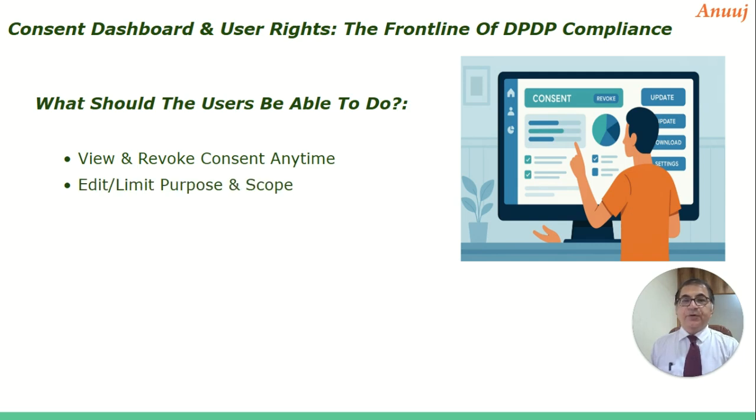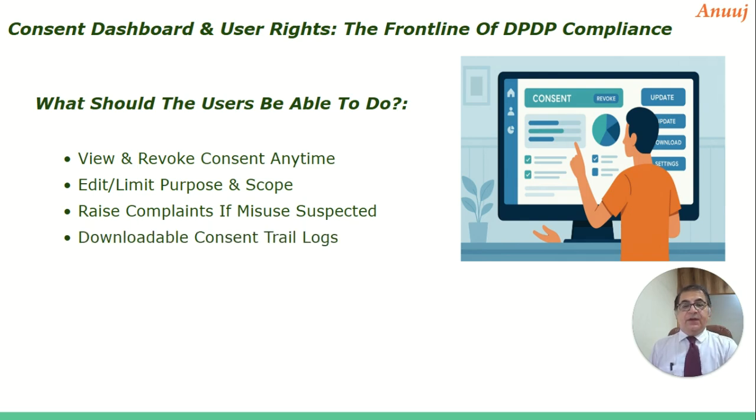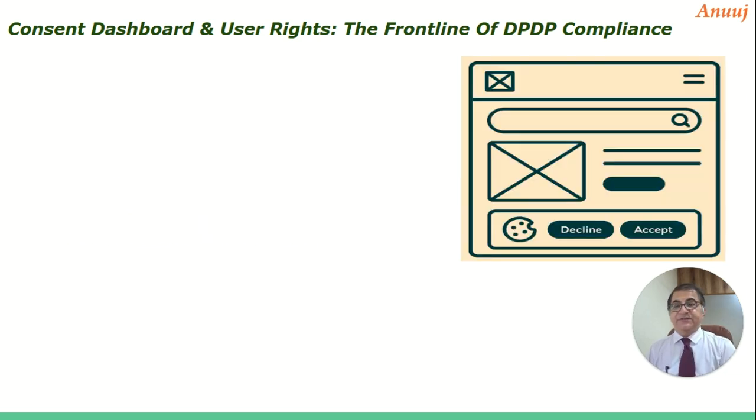Edit and limit the scope, right? Pause, disable, granular options. I want to remove for these purposes and scope, let it be for the other one. So I'm not withdrawing the complete consent. If he suspects there is any issue, he should be able to raise his concerns, complaints, and there should be a downloadable consent trail log available so that he also has downloadable information, CSVs or PDFs, that when did he apply for which consent and what is the current status.